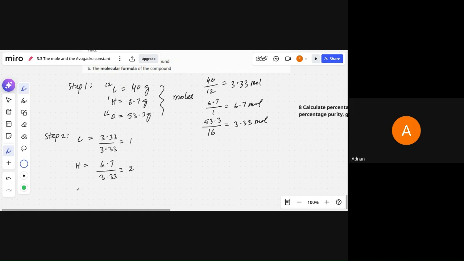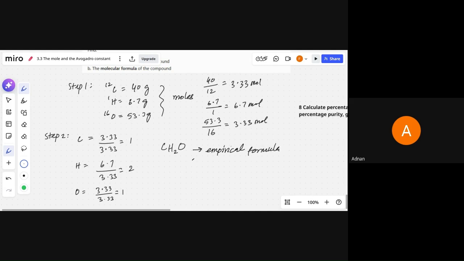So oxygen, it is 3.33 divided by 3.33, right? So you get 1. So here you can see that this is your empirical formula. Carbon is 1, so we don't write anything. Hydrogen is 2, so we write 2. And oxygen is 1, so we don't write anything, right? When there's one atom, we don't write that in a formula. So this is our empirical formula, which gives us the simplest ratio of atoms.